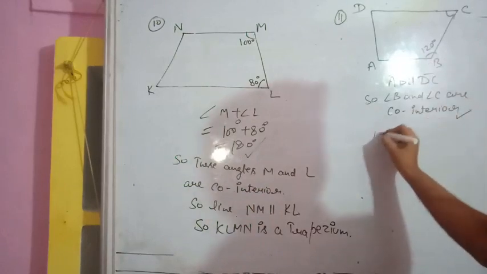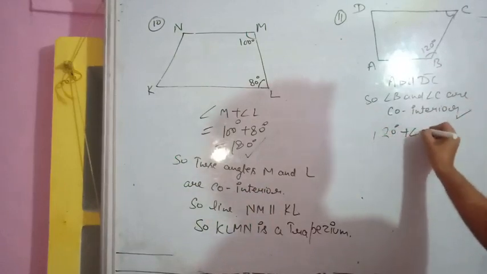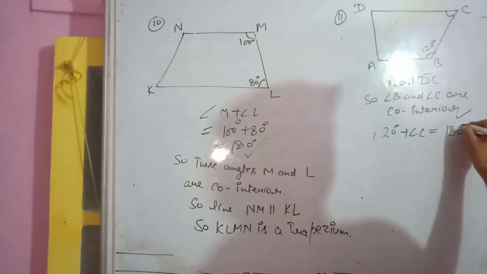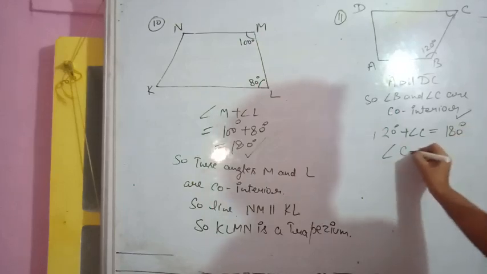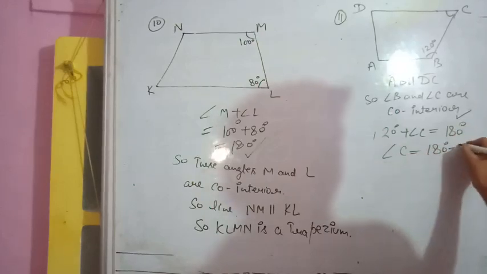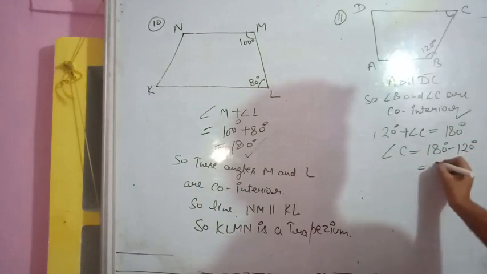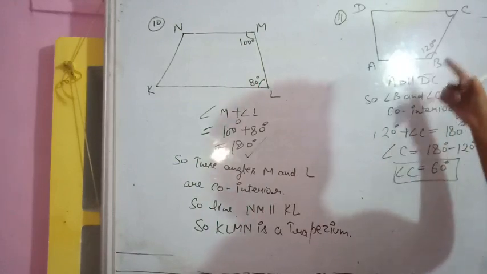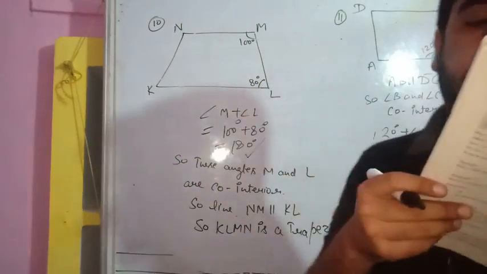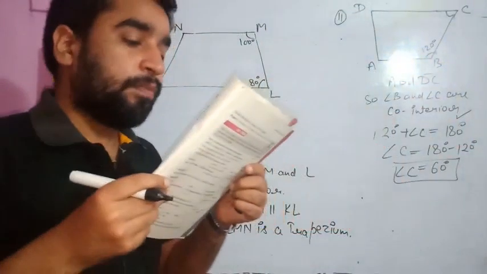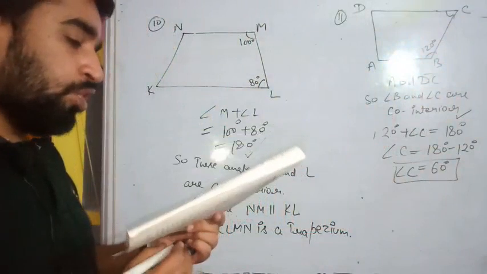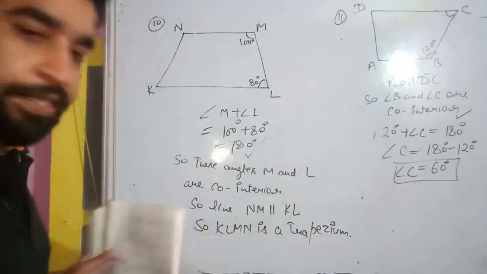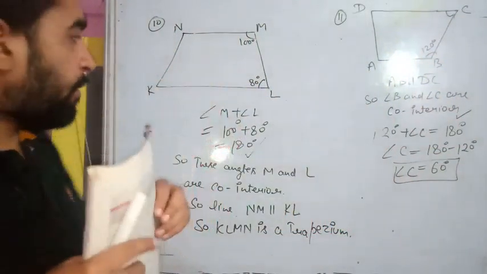So angle B is given 120, so angle B plus angle C will be equal to 180. Angle C we can calculate now: 180 minus 120, so this will be 60 degree. So the missing angle C will be how much? 60 degree, and that was being asked in this question. Now students, we will do question number 12. Let me erase this first so that we can do further.